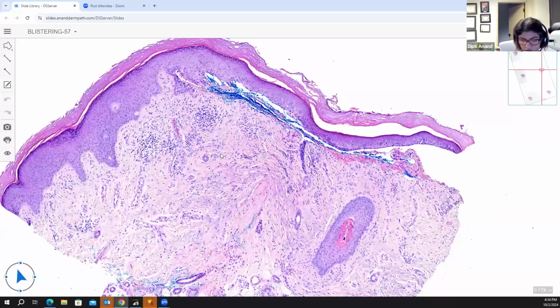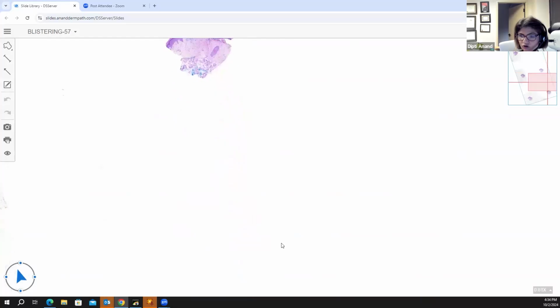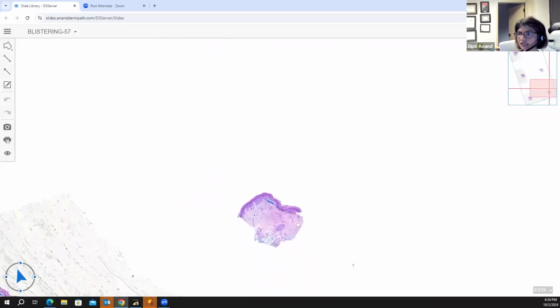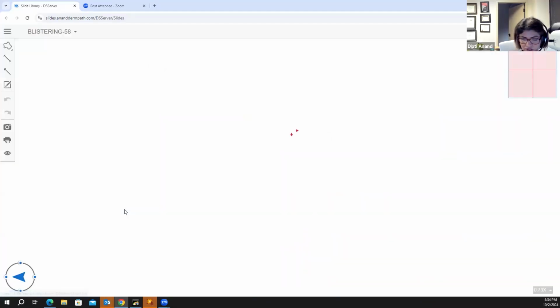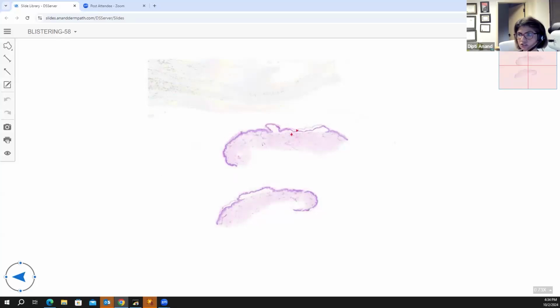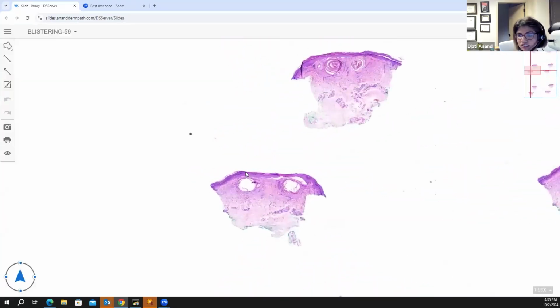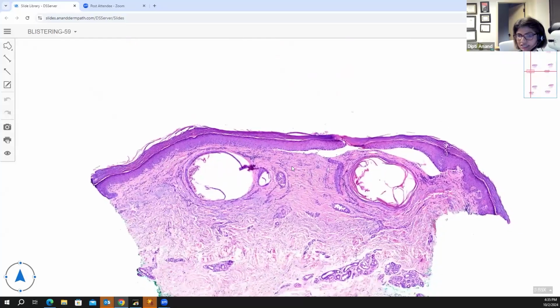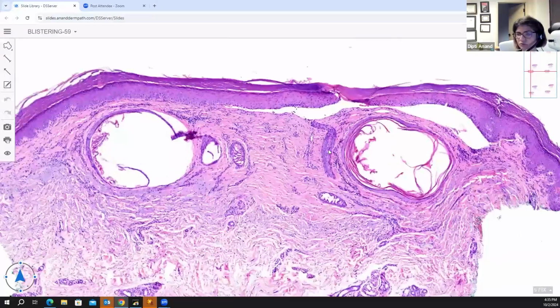Let me show you another example where we not only have a scar, and I think there is milia formation as well. So let's see another example. I think it's probably this one. No, not this. Yes. So here you see a subepidermal blister, which clearly has a scar and it has this milia formation.